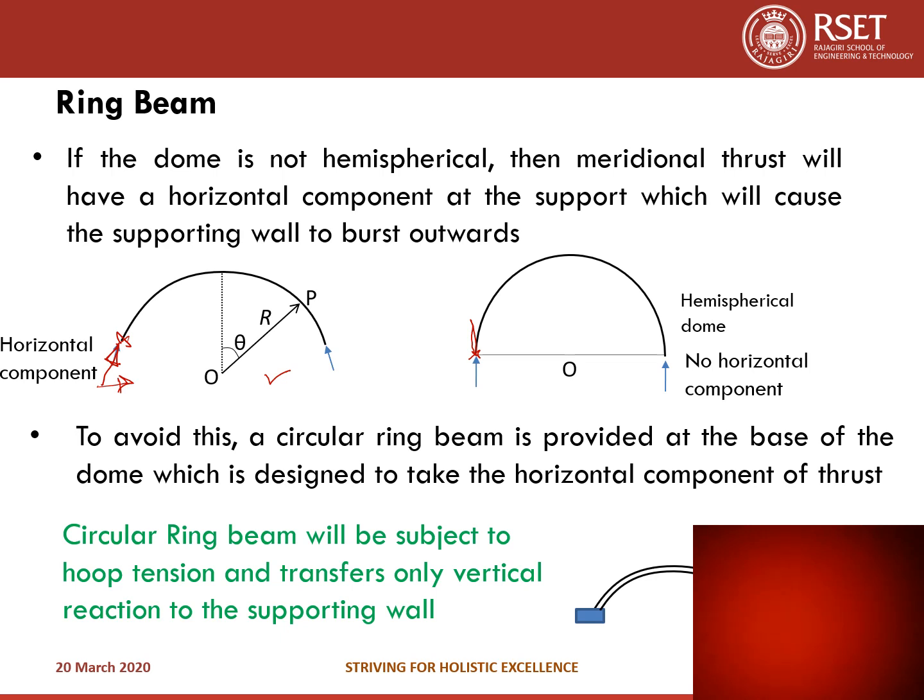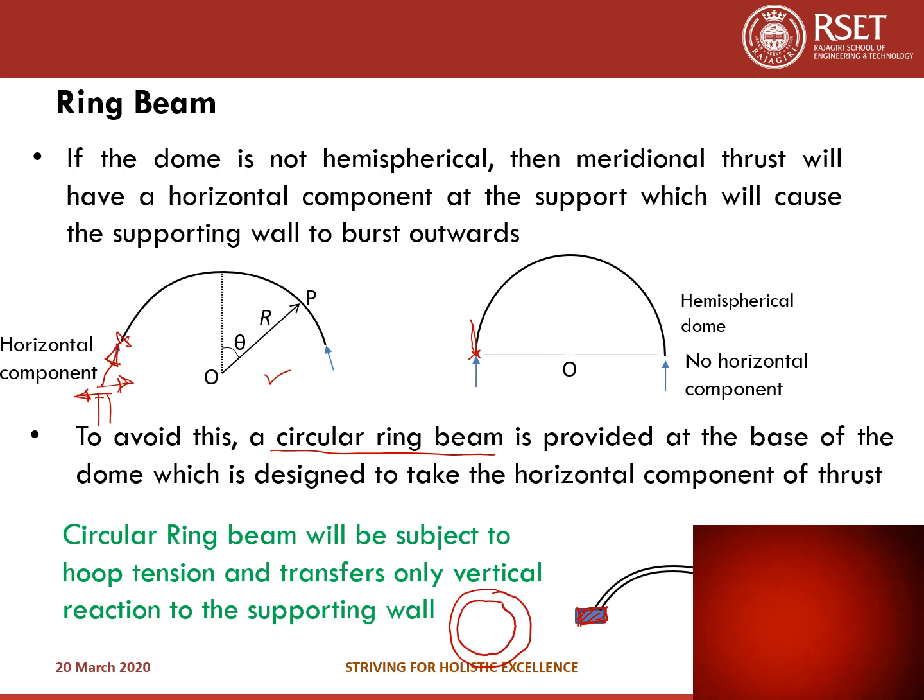This will create a force on the supporting wall. So there will be a wall that is supporting the dome and it will create a horizontal force on the wall, and the wall may burst outwards. To avoid this, a circular ring beam is provided at the base of the dome, which is designed to take the horizontal component of thrust. So as shown in this figure, under the dome, you provide a horizontal ring beam. That means if you see the elevation, you can see it like this. But if you see the plan, the ring beam will be circular.